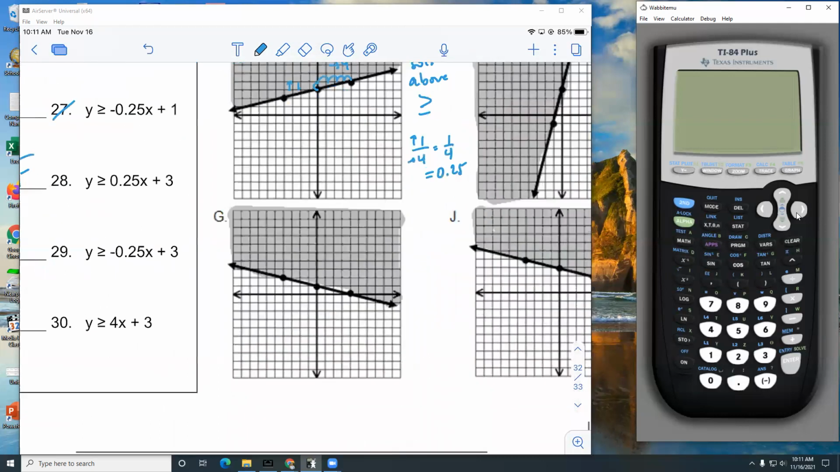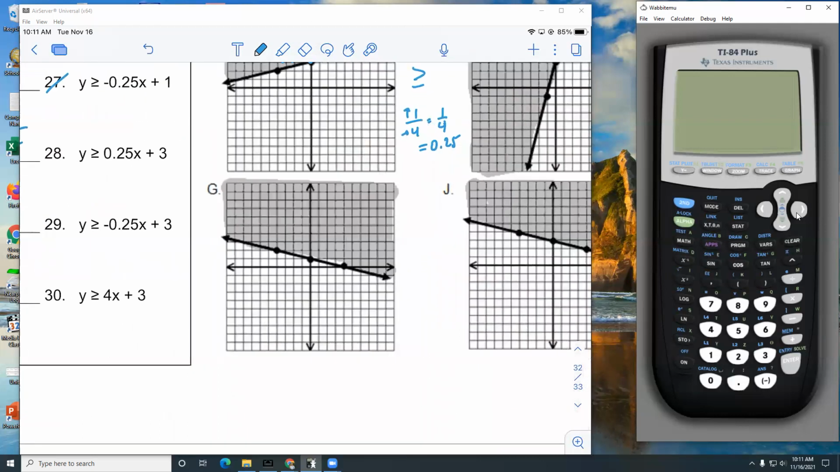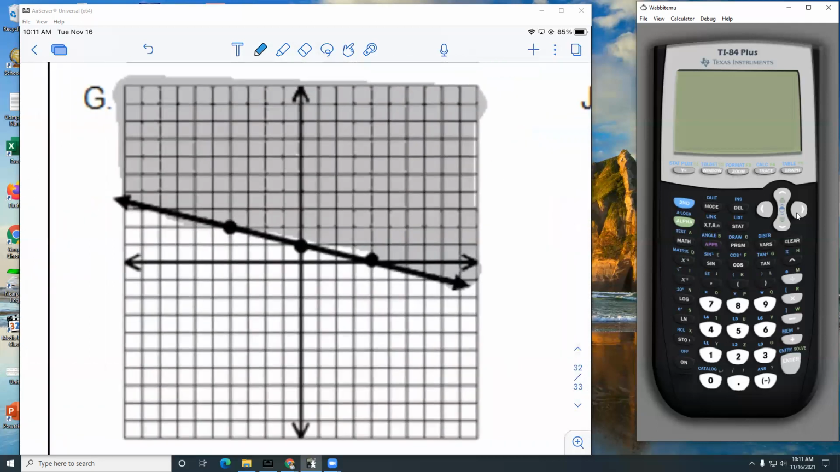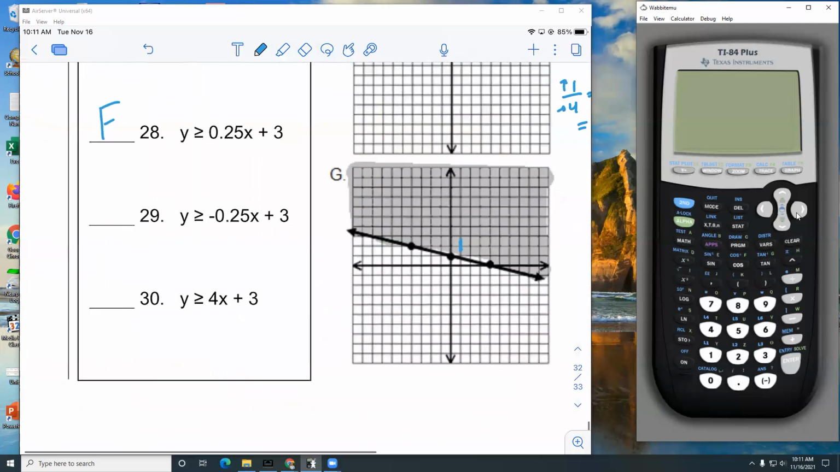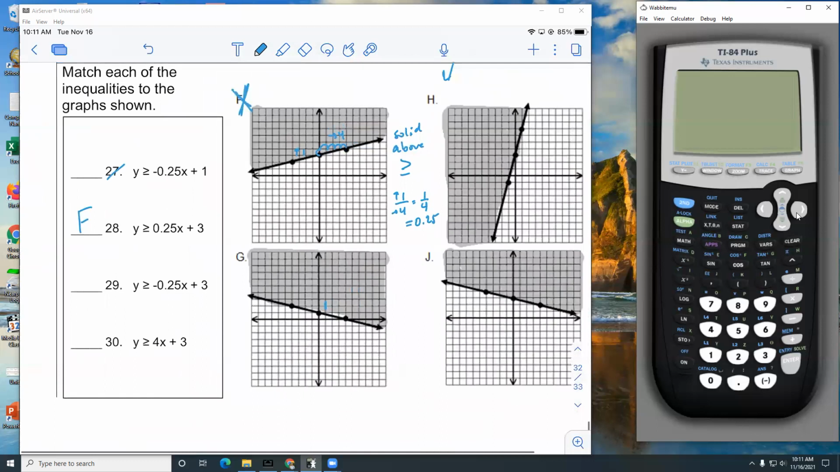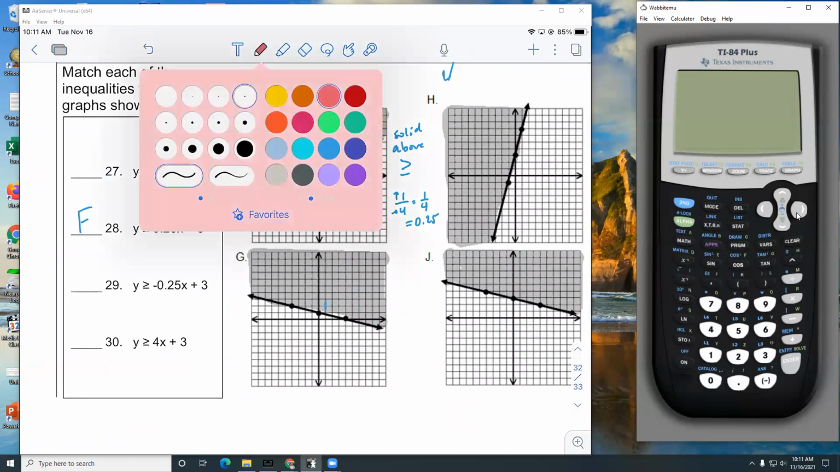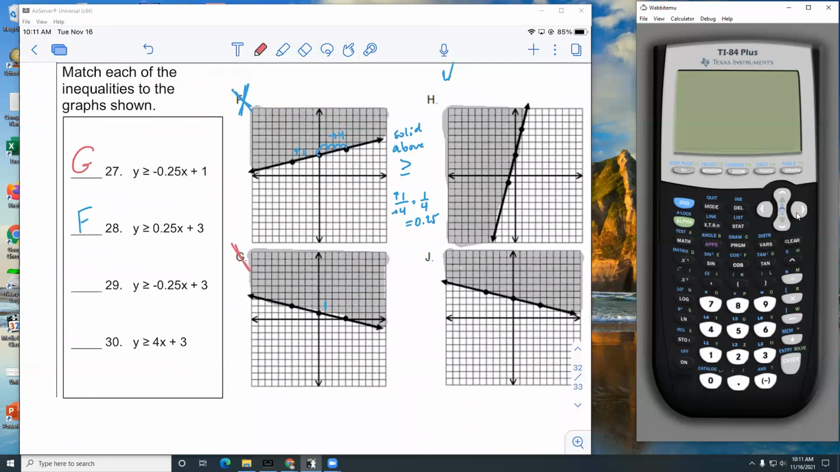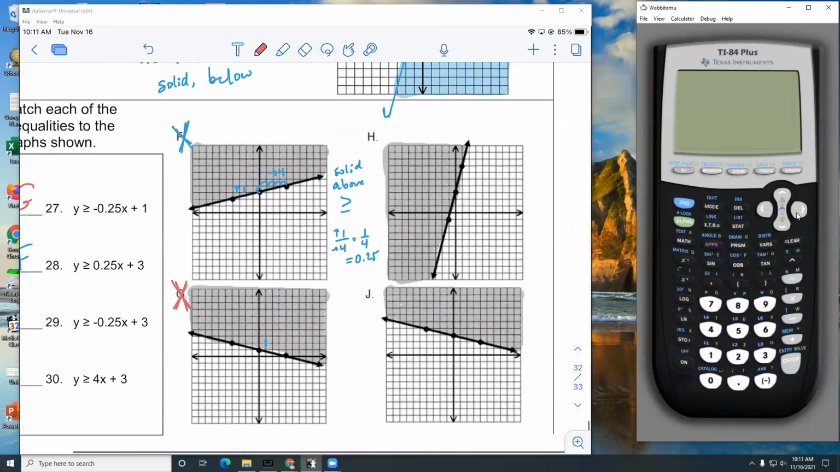Now, G is nice because G is the only one that has a y-intercept of 1. The only other answer choice that has a y-intercept of 1 is number 27. So number 27 is going to be G.